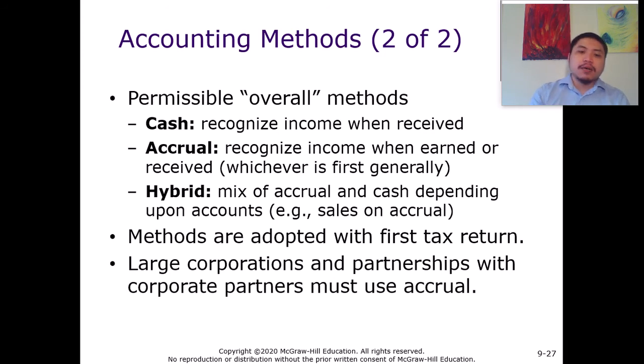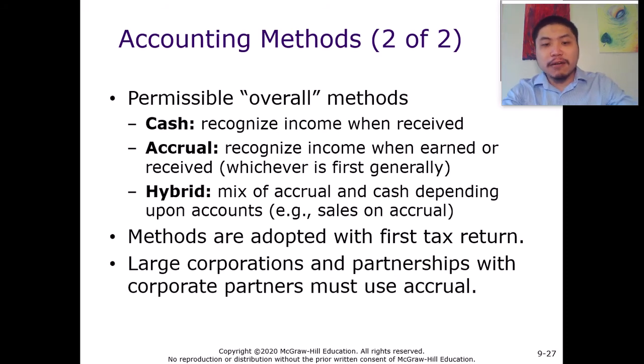All right. So for small businesses, and I believe the benchmark is 26 million, for businesses with revenue of less than or equal to $26 million, they can choose to use either the cash method or the accrual method. But for larger corporations, for larger businesses, they have to use the accrual method.